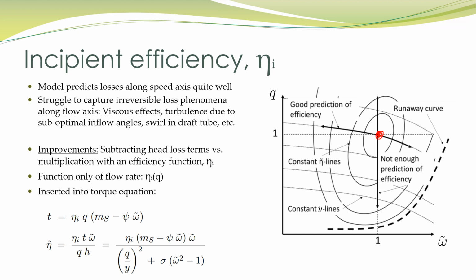In the first iteration of this model, these losses are captured by including head loss terms, and these head loss terms are subtracted from the torque equation. But with the incipient efficiency, we are multiplying the eta E into the torque equation, as I have demonstrated here. So in that way, we also get the incipient efficiency in the efficiency expression here. And in that way, we are including more of these irreversible losses.